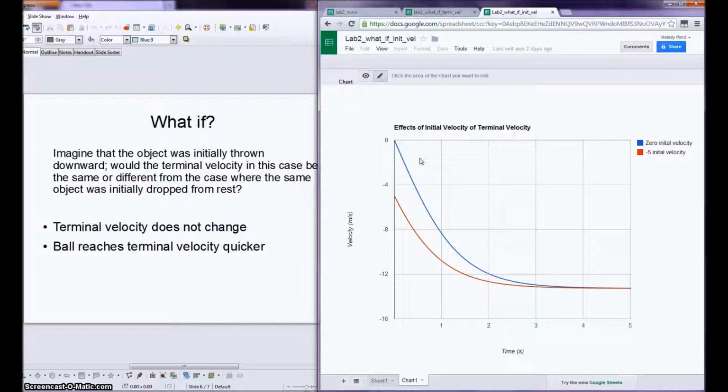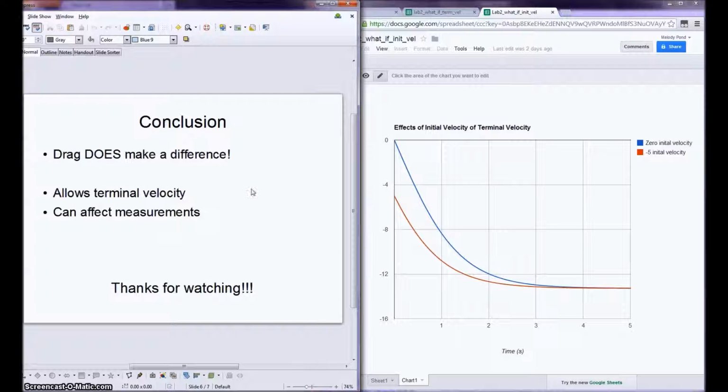Another thing to consider is if the initial velocity has any effect on the terminal velocity, and the answer is no. This graph shows the ping pong ball being dropped with 0 initial velocity and with a small negative initial velocity, and you can see that both graphs decrease to the same terminal velocity. In conclusion, the drag force does matter. It allows for terminal velocity to exist, and it can affect measurements.